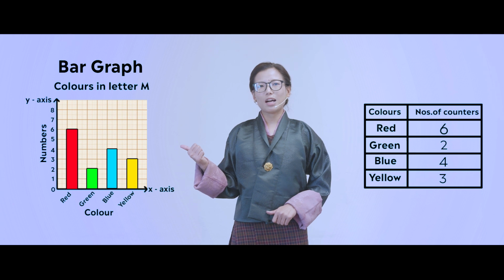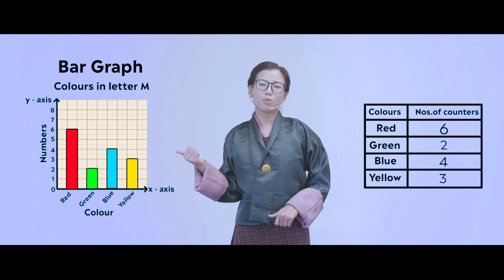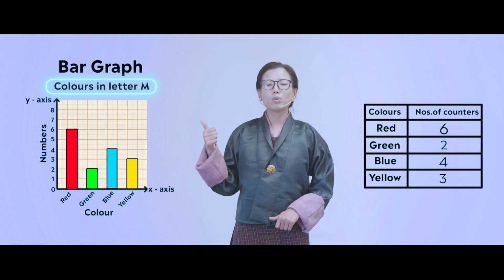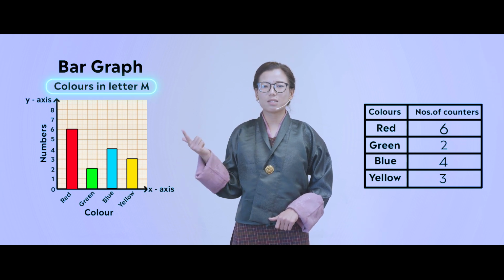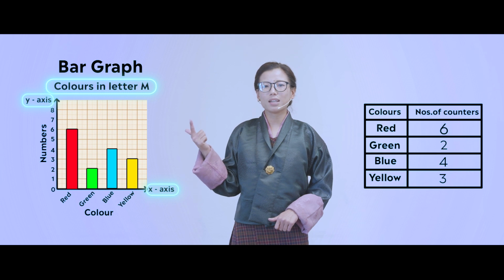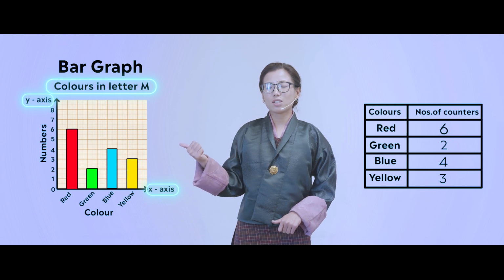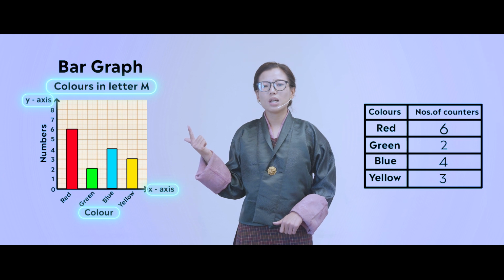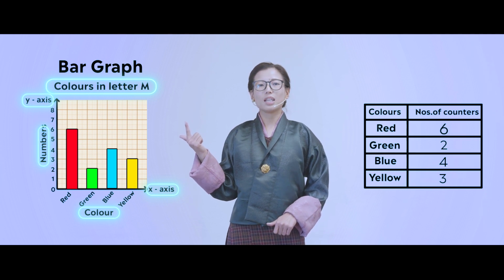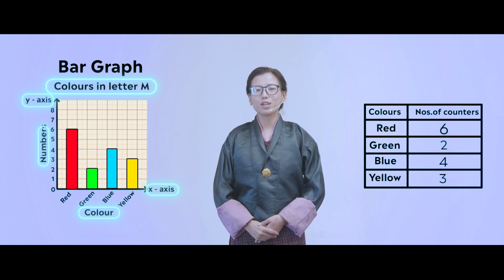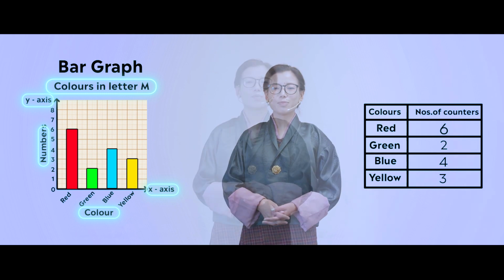All right, so similar to pictograph, this bar graph will also have a title, and you have to always remember to label the axis, the x-axis and the y-axis, and you have to have a proper scale. The x-axis in this graph is showing the color, and the y-axis shows the number of counters in each color. All right, so I hope you understood about bar graphs as well.